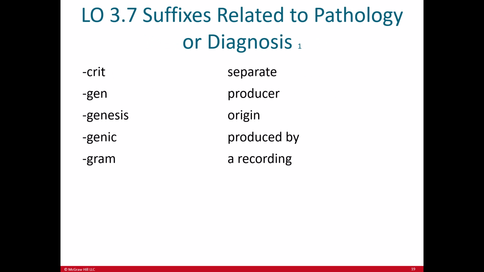Then we have suffixes related to pathology or diagnosis. So you'll see crit, that means to separate. I know if some of you have labs done, you might see hematocrit. Gen means producer, right? It's generating. Genesis is origin. So at the beginning, think of the Bible. Some people refer to that. Genesis being at the beginning, the origin of the Bible, where it starts. Genic, produced by. And gram is a recording.